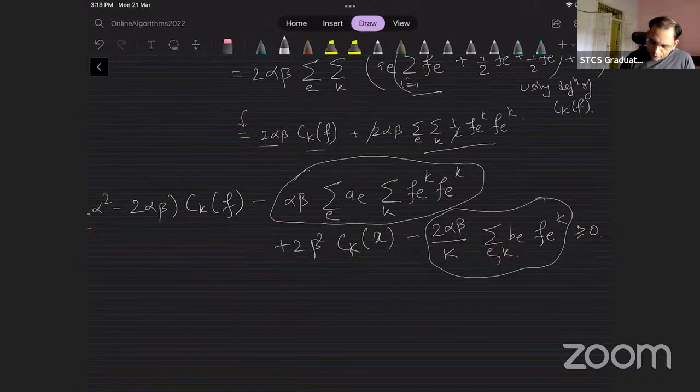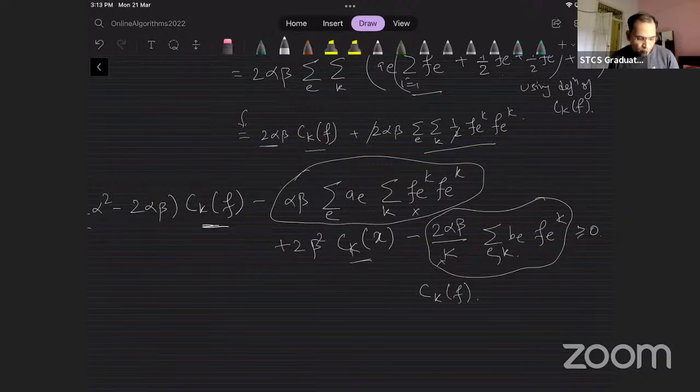See, all I want to do is to get rid of this and this in terms of CKF, because then I'm in good shape. Because I have CKX, CKF here, which I can compare. I just don't know what these two terms look like, but I would like them to be in the form of CKF. So is there any way to do that? So tell me some inequality of the type.